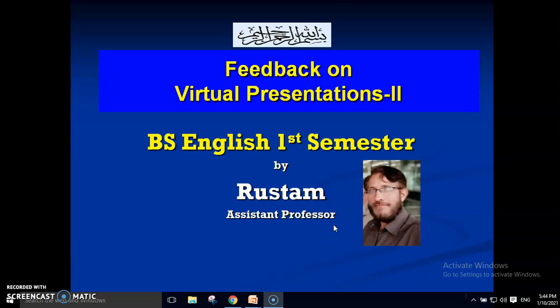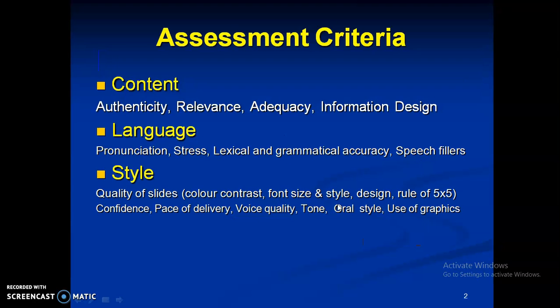So, before I provide you the individual feedback, I would like to discuss the main points of the assessment criteria. That is, what do we assess while we listen to the presentation. Whenever a presentation is judged, particularly an undergraduate presentation, there are three main areas. As you can recall, there were 60 marks for assessment of your presentation. Content carries 20 marks, language 20 marks, and style 20 marks. In content, actually, it is the topic given to you.